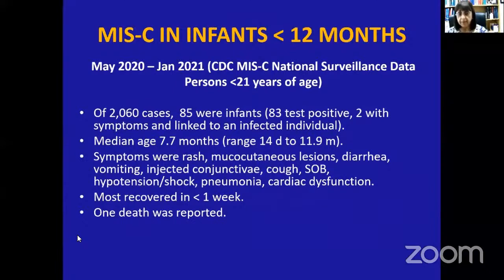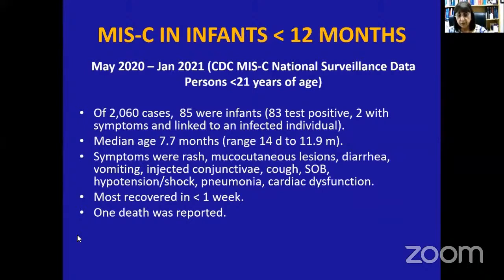This is a CDC report where they looked at over 2,000 cases of individuals under the age of 21 who were reported from hospitals all over the country who fit the criteria for what can be called MIS-C: fever and organ dysfunction in at least 2 organs and positivity for SARS-CoV-2. Of the 2,060 cases reported, 85 were infants. 83 tested positive and 2 had symptoms and were directly linked to an infected individual. The median age of this population was 7.7 months. The range was 14 days to 11.9 months.